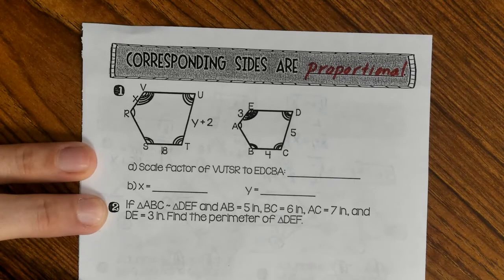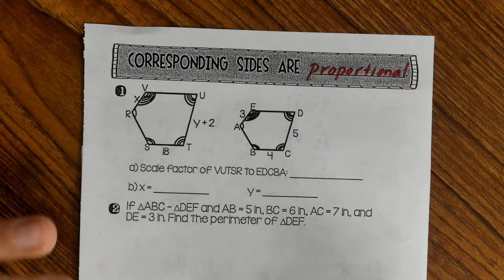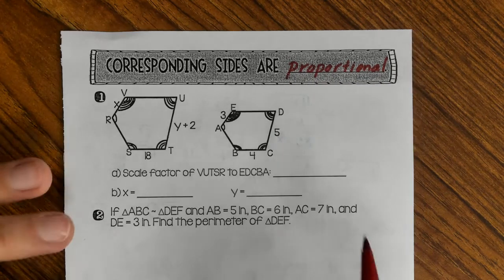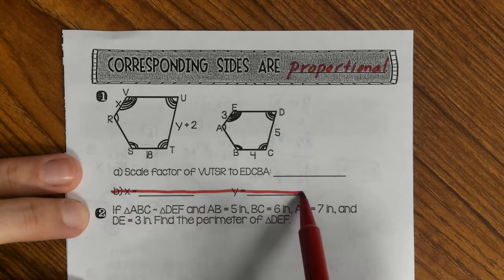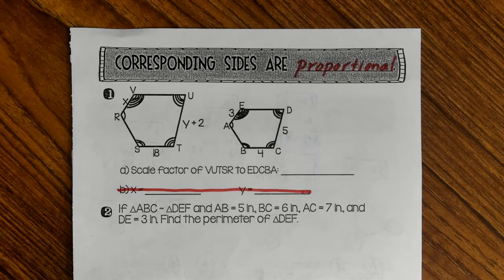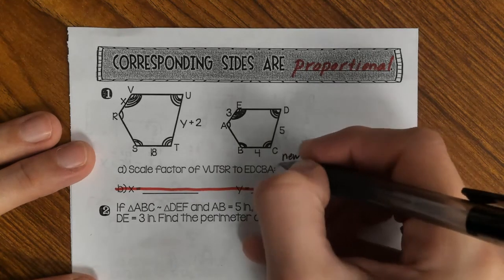On this one, they're going to want us to find x and y, but there's really not a lot of room to set it up and solve, and I'm afraid it's going to look messy. So we'll just go ahead and cancel this out. We'll just focus on the scale factor because the rest, number 2, 3, and 4, will deal with exactly what that's asking for. Scale factor, we need to remember, is new over old.